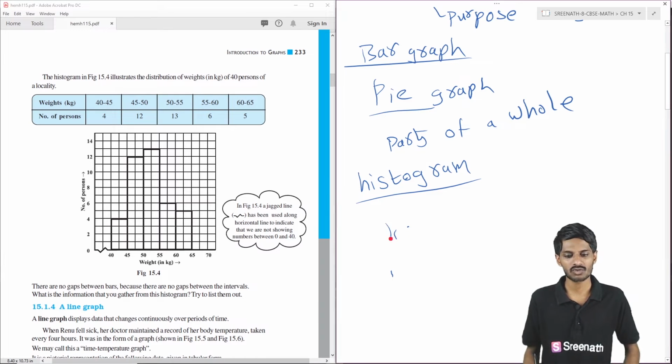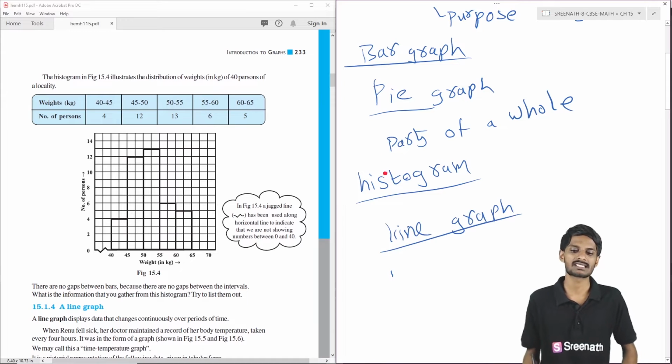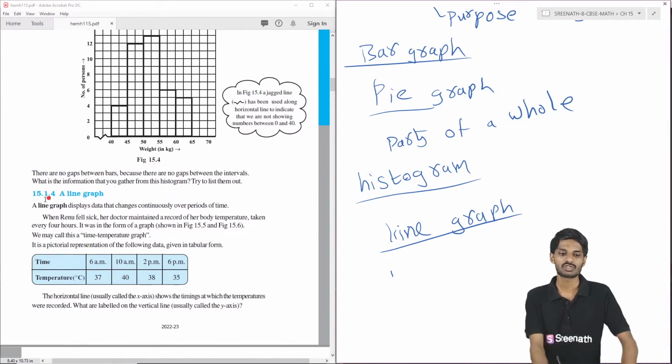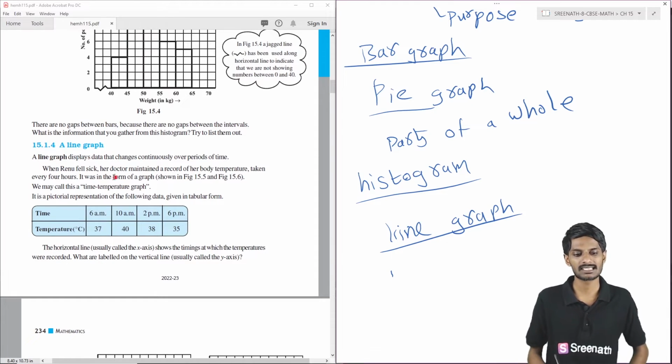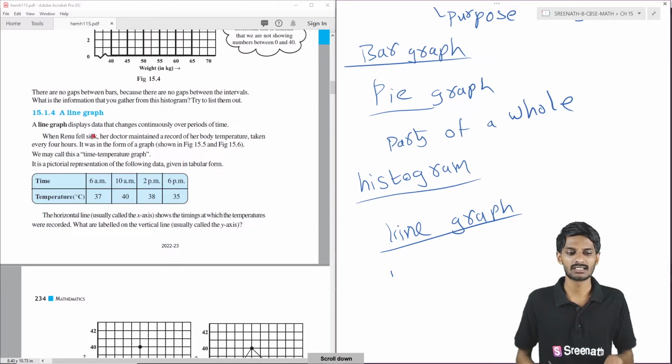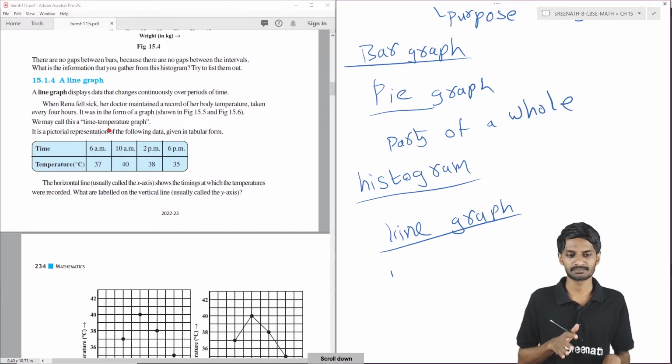So next is about what, students? Next is about the line graph. We have discussed the histogram. Now we are going to discuss the line graph. A line graph displays the data that changes continuously over periods of time. Okay, students. So a line graph displays the data that changes continuously with time.